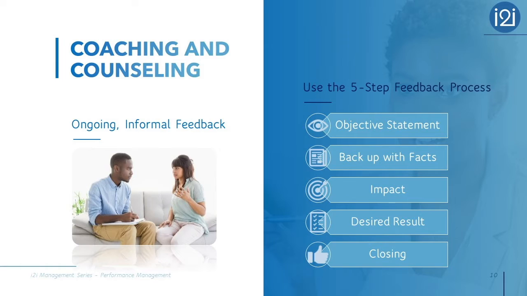Remember that before you go to a verbal or written warning, you should be engaging in active coaching and counseling on an ongoing and informal basis. Remember the 5-step feedback process we talked about previously: you want to give an objective statement, back it up with fact, tell them about the impact and the desired result you'd like, and end on a positive note. This is an important first step in ensuring that employees understand how to improve their performance.